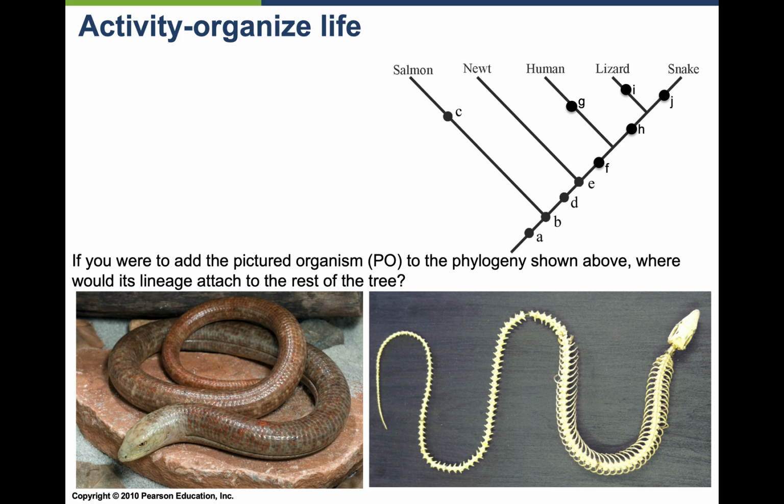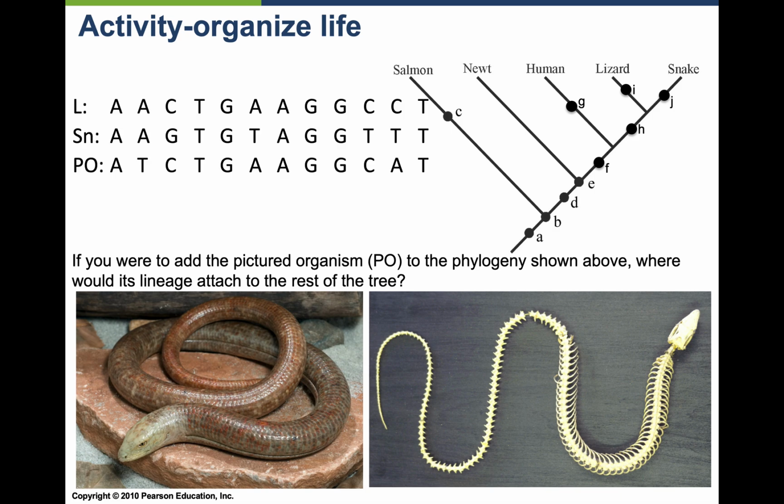I'll tell you from past experience, the vast majority of my classes put this lineage right here with the snake. And that's not necessarily incorrect. However, what if we get some DNA evidence? So here is the lizard, here is the snake, and here is the pictured organism, this one down here. Where do you think it goes now?